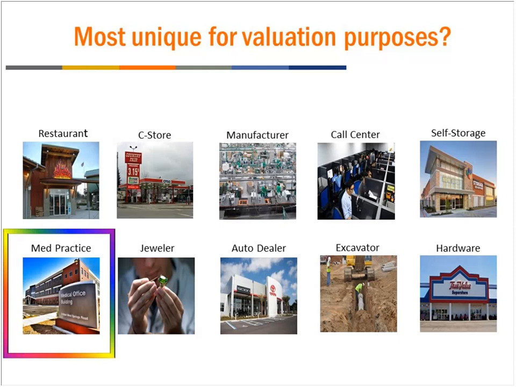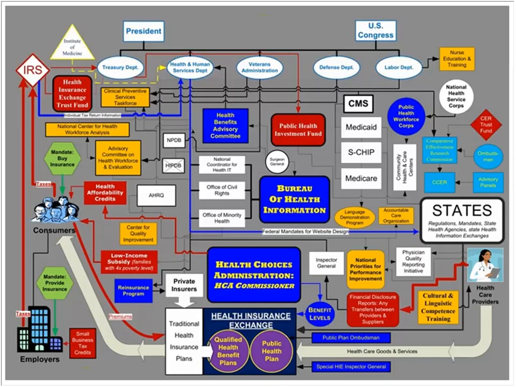Now, where that's different, and the importance of this slide, is that healthcare is a little bit of a different animal. Clearly, a medical practice is different for valuation purposes. If I'm the owner of a restaurant, I don't have this regulatory maze, and admittedly, this is a little bit over the top. This was prepared in the office of a congressman at some point in time, but healthcare is different. It is a very complex organization, a very complex structure, and you need to be really careful that you do things right. And here's why.